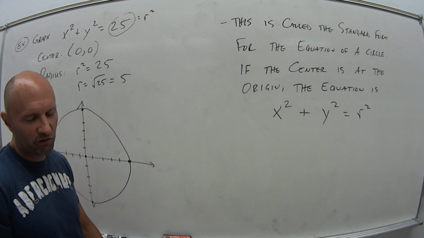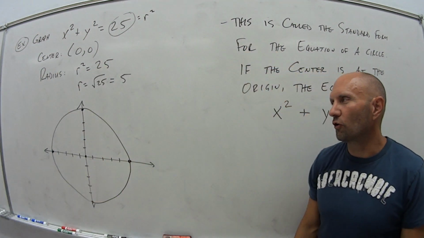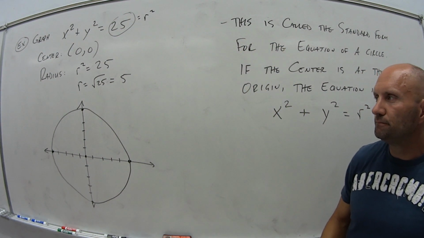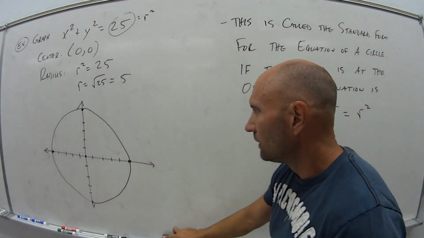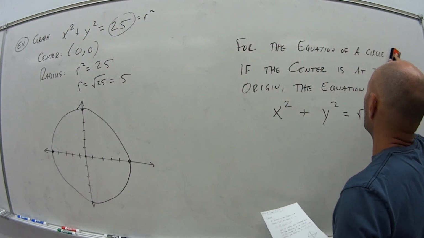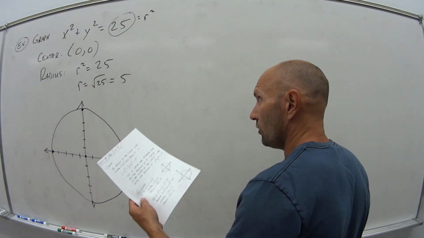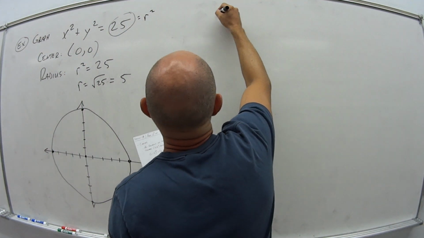A little squish, but you get the point. It's a circle, centered at the origin, radius of 5. Look at another example. So that one had the center at the origin, no h, no k.